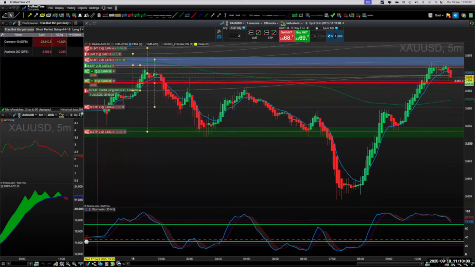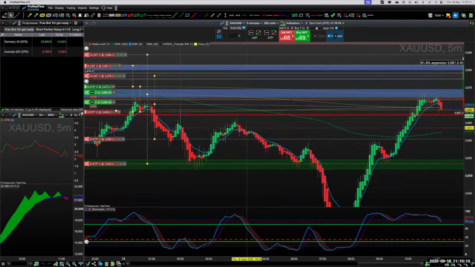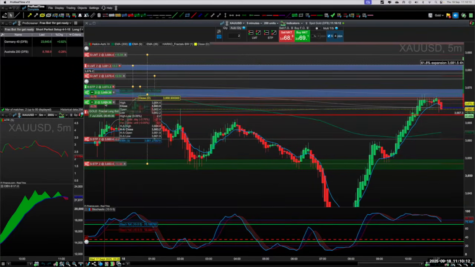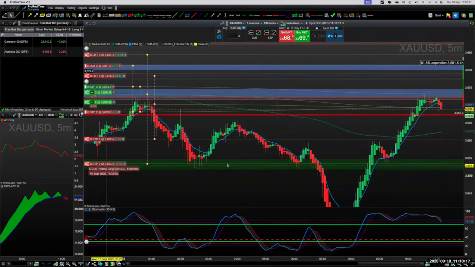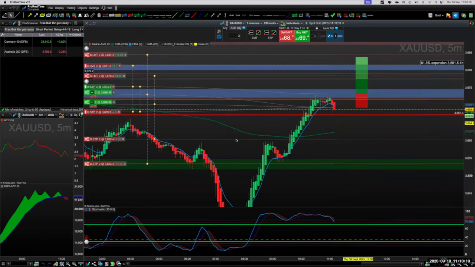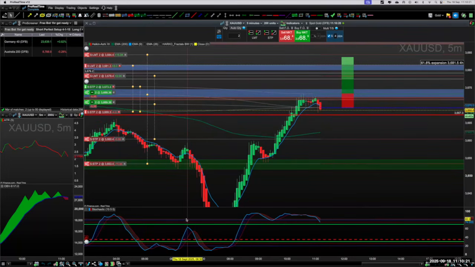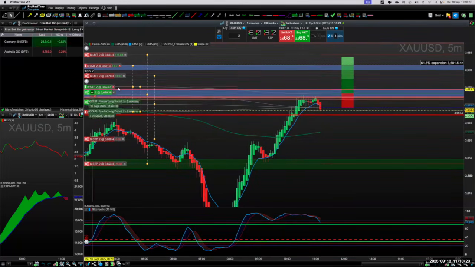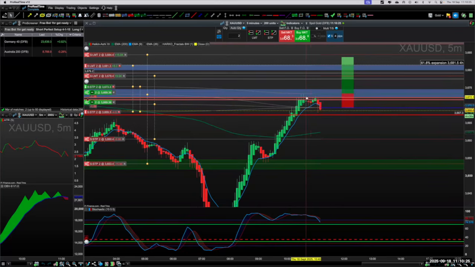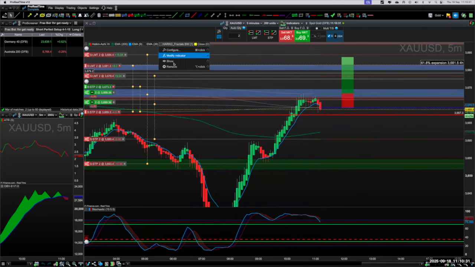So two of the robots have come in and started to trade. These are the 5-minute fractal ones, so they're getting in aggressively. But our manual trade is still set for there. Our manual trade is set for there, but we broke the fractal. So we've broken that fractal.